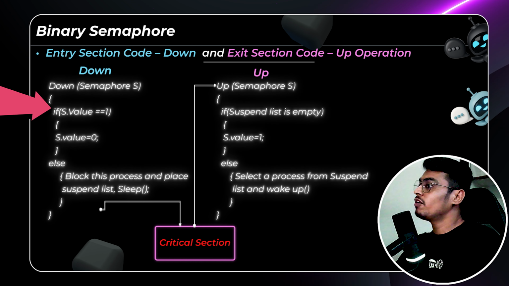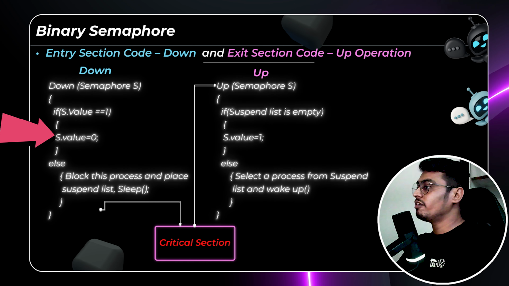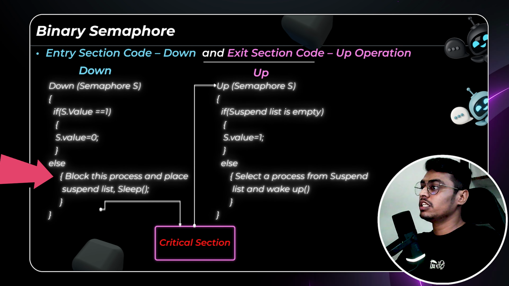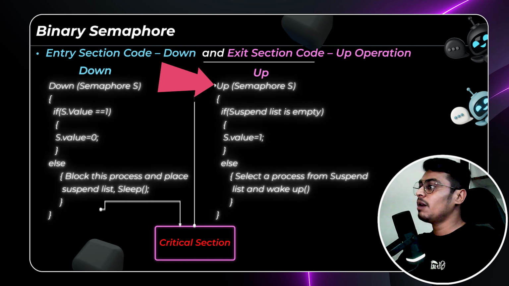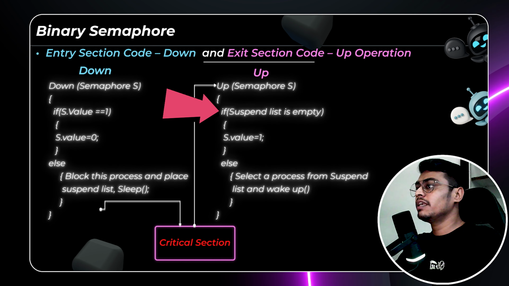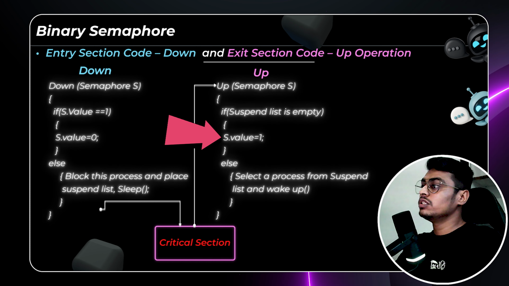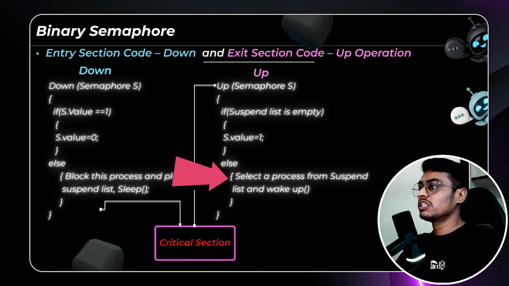Down operation: if S value is equal to 1, then we will run this code and S value will become 0. Else, if S value is not equal to 1, then block the process and place it in the suspended list. This is an unsuccessful operation. Now what is the up operation here? If the suspended list is empty, S value becomes 1, else select a process from the suspended list and wake it up. This is the up operation.